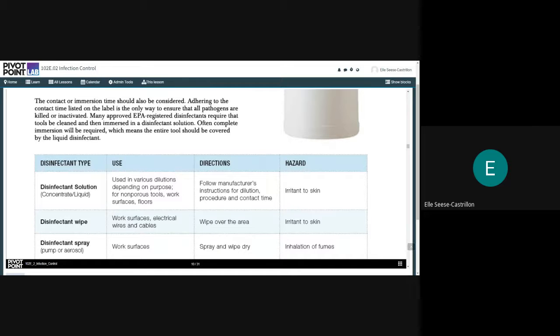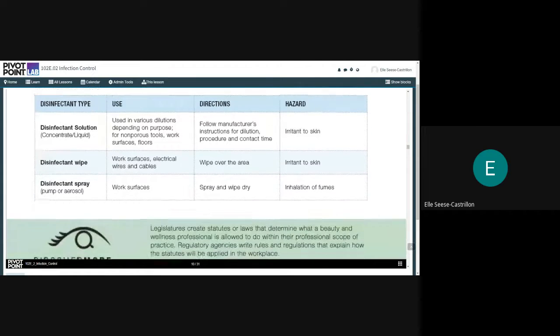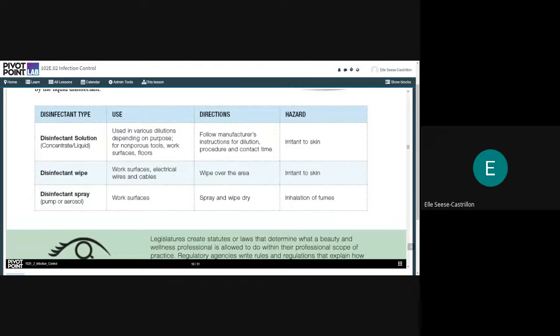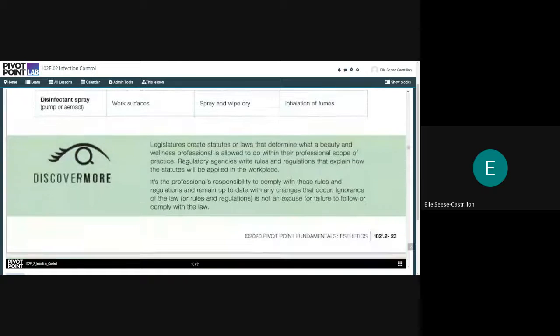Adhering to the contact time listed on the label is the only way to ensure that all pathogens are killed or inactivated, and many approved EPA registered disinfectants require that tools be cleaned and then immersed in a disinfectant solution. So often complete immersion will be required, which means the entire tool should be covered by the liquid disinfectant. So we have disinfectant solution, which is your liquid. We have the disinfectant wipes, and then we also have disinfectant sprays.